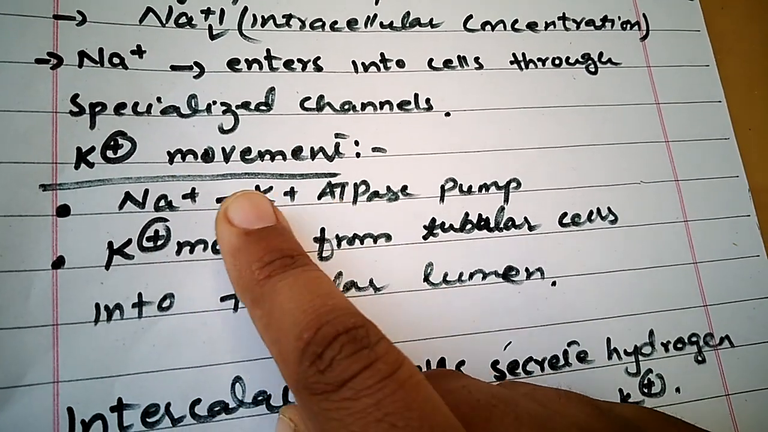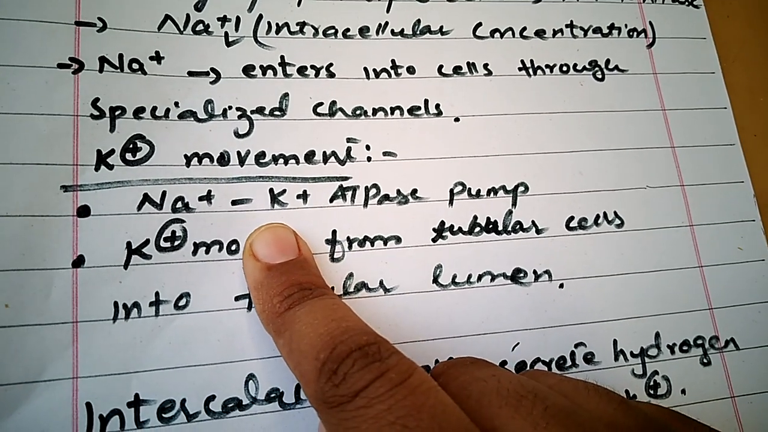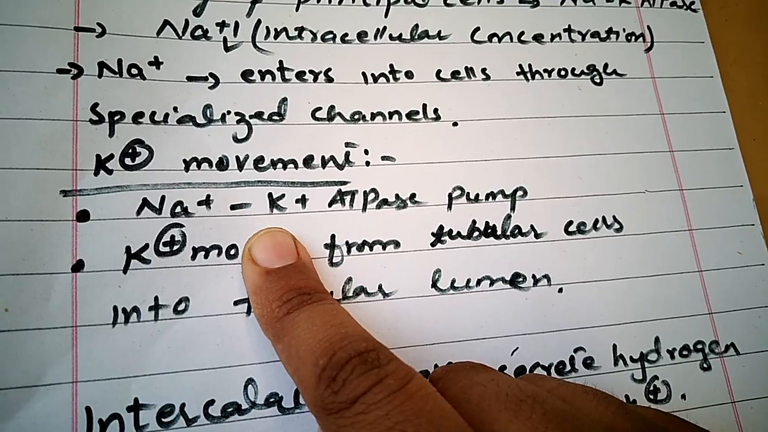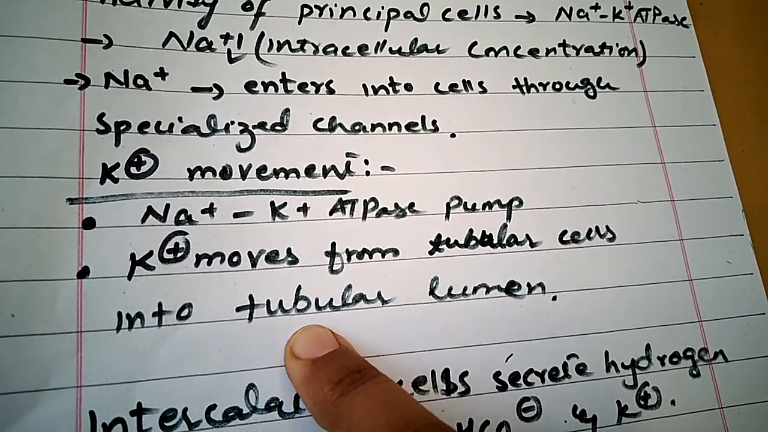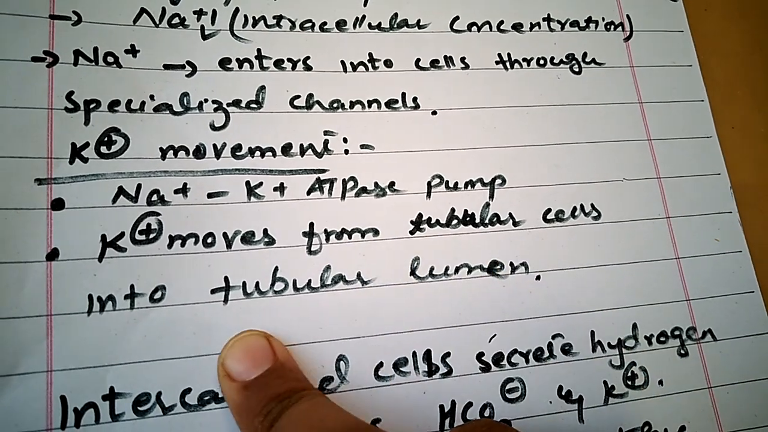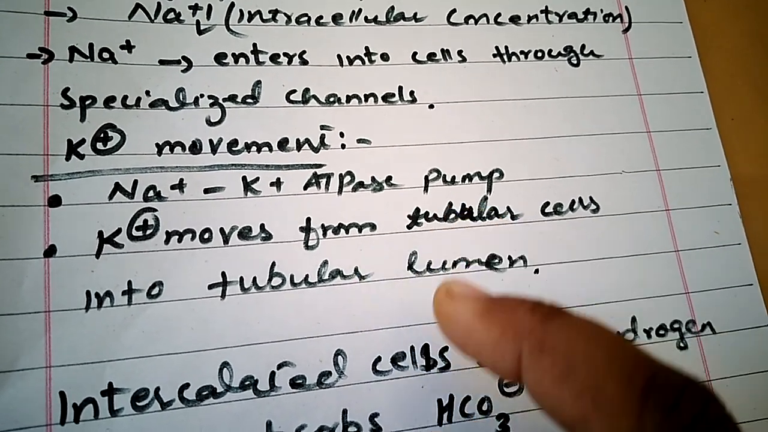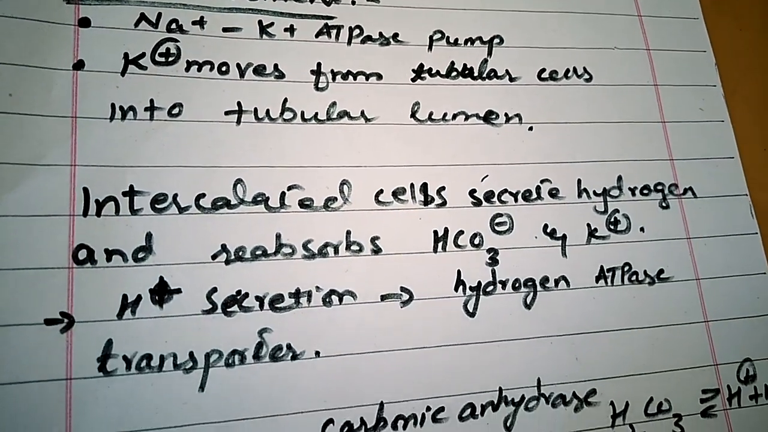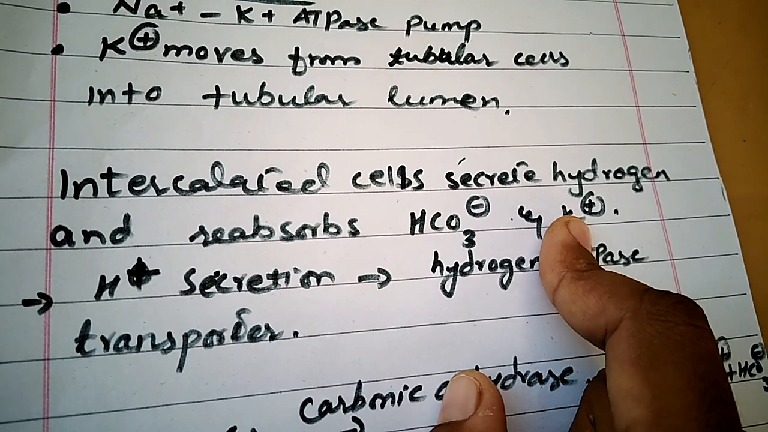Potassium movement occurs in two steps. First is the sodium potassium ATPase pump, in which sodium moves from the extracellular fluid into the intracellular fluid, powered by ATP. Then potassium moves from the tubular cells into the tubular lumen. This occurs simply by the process of diffusion. Intercalated cells secrete hydrogen and reabsorb bicarbonate ions and potassium ions.